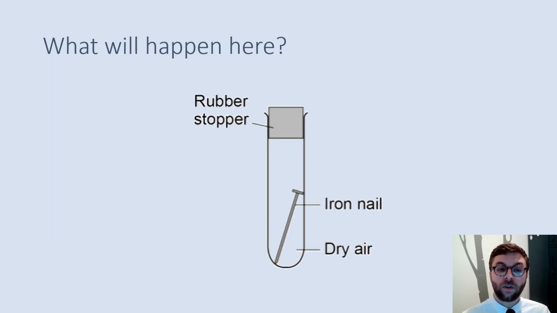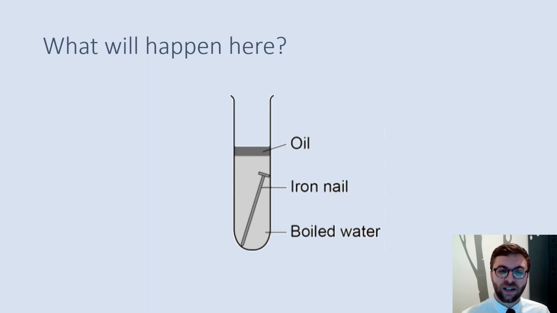In this example, we've got a rubber stopper, and that will stop anything coming in, oxygen or water, from the outside. And we've also got the dry air. Dry air will obviously contain oxygen, but it doesn't contain water. That's the key, calling it dry air. And so the iron nail inside will not rust because it's not been exposed to both water and oxygen, only being exposed to oxygen.